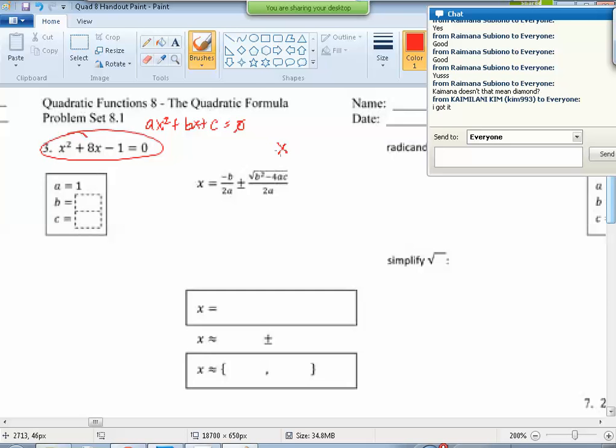negative b plus or minus the radical of b squared minus 4ac.